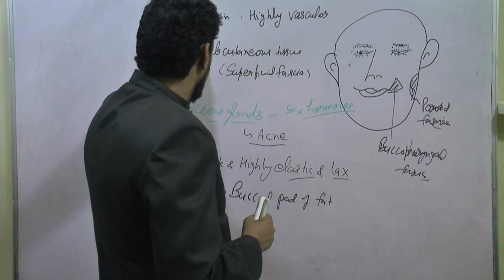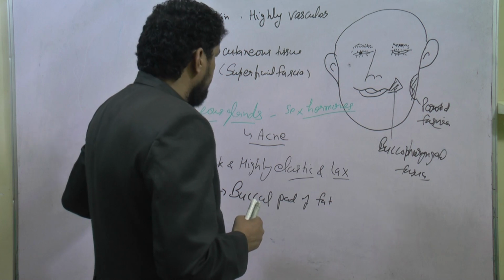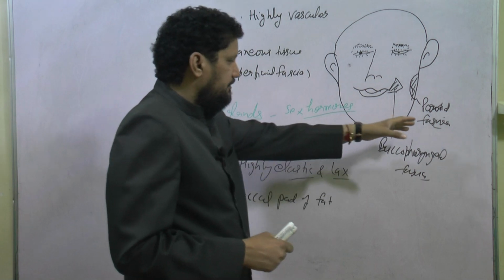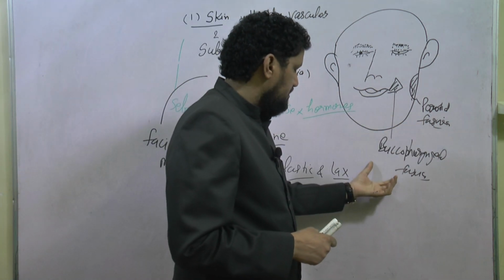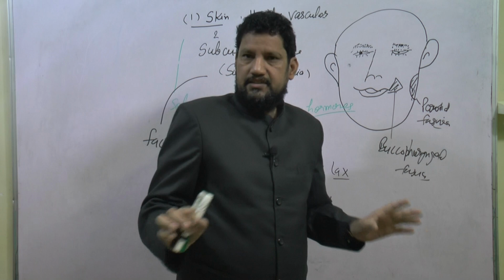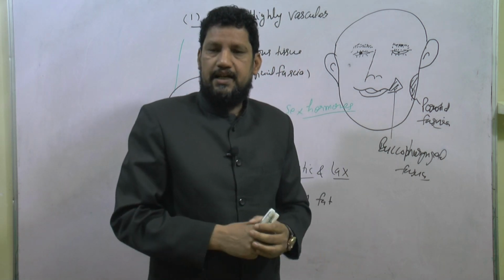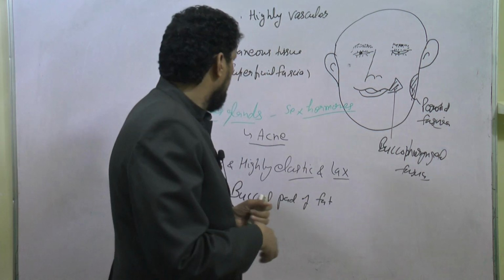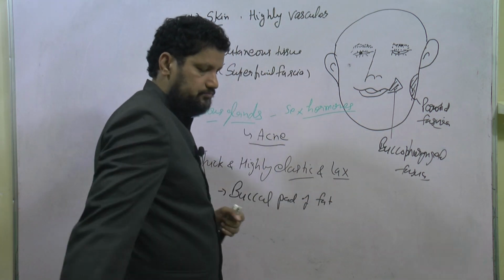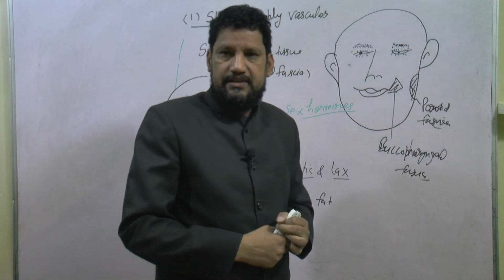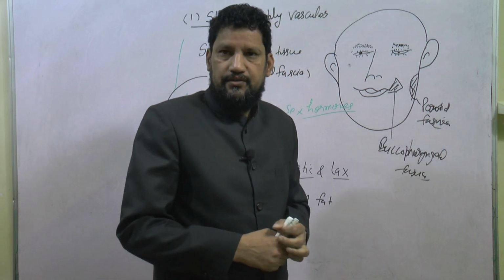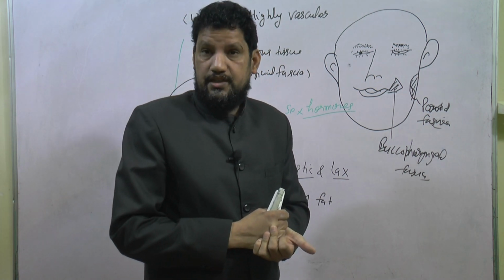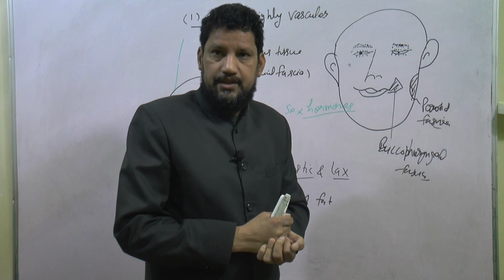So the skin, the superficial fascia or subcutaneous tissue, and there is no deep fascia except the parotid fascia and the buccopharyngeal fascia. The blood supply, the nerve supply and the lymphatic drainage of the face are seen in this subcutaneous layer of the fascia. So blood vessels, the arteries, veins, nerves and lymphatics are seen in the subcutaneous tissue of the face.